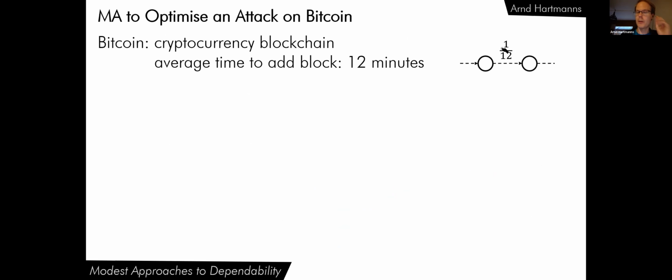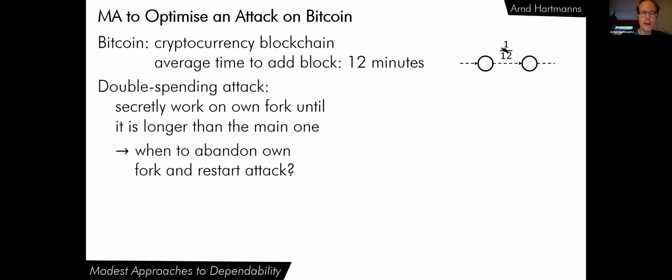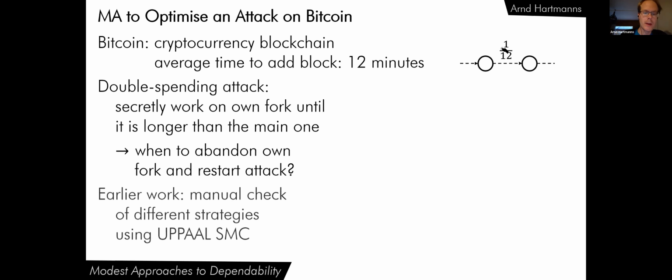Sometimes it's fast, sometimes you need a long time, but on average it was 12 minutes. And you want to fork the blockchain on your own if you control a large amount of the hash rate. And the question here is, when do you keep extending your own secret fork? You need that to be longer than the main fork everyone else is working on. And when do you restart?